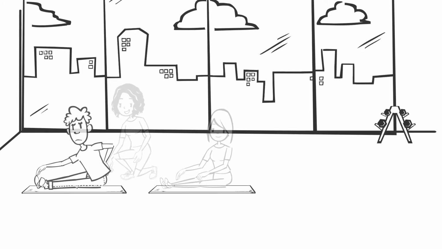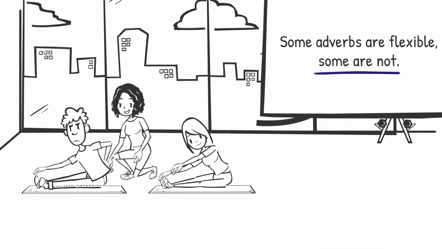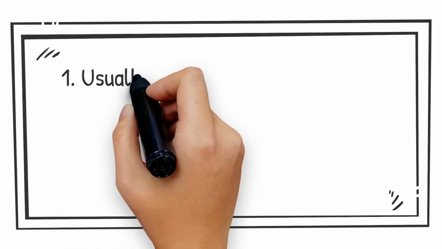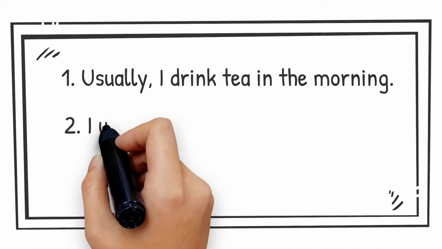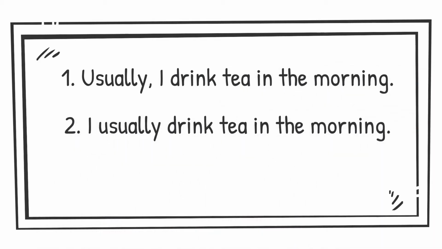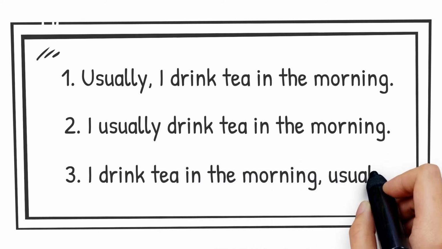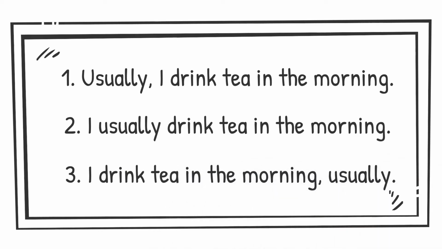The problem when using adverbs of frequency is that some adverbs are flexible and some are not flexible. For example, have a look at these three sentences and tell me which one you think is correct. Number 1, 2, 3, or all of them. All three sentences are correct because the word usually is a flexible adverb. Other examples of flexible adverbs are normally, generally, sometimes.